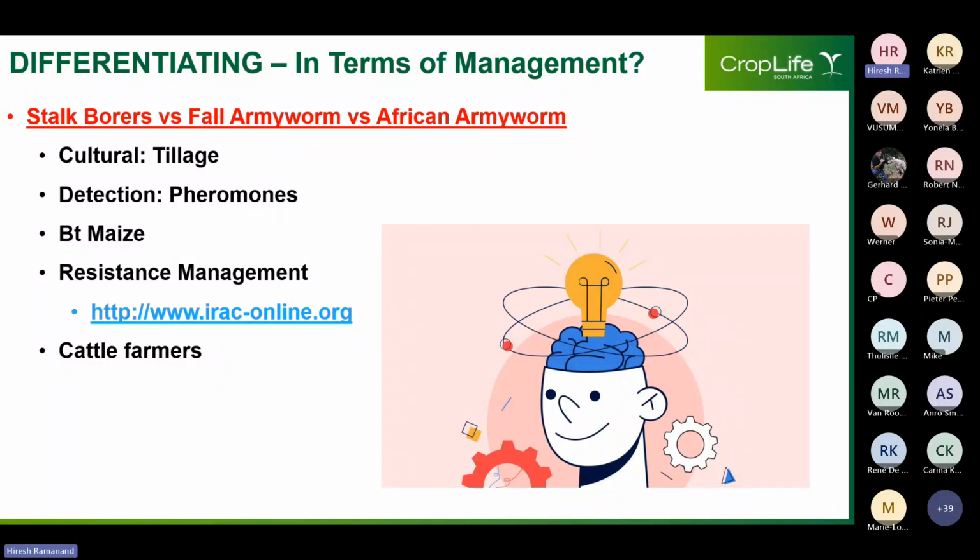And finally, from experiences to date, the African armyworm does not seem to pose a major risk to maize in the country. However, pastures and grasses tend to be more at risk. Further, cattle farmers using Q need to be vigilant and take action as necessary following an African armyworm outbreak.